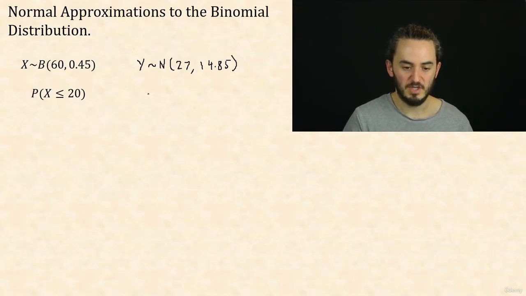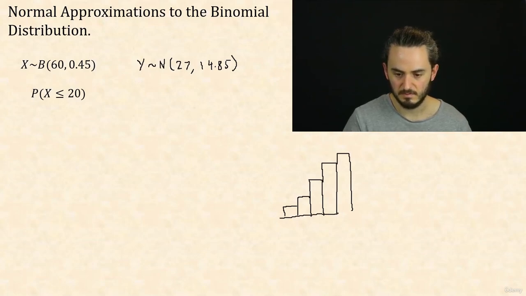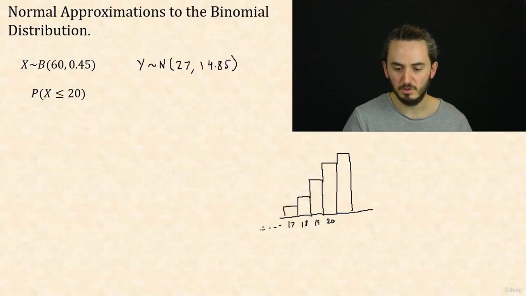Well, we can't just say work out the probability that y is less than or equal to 20. And the reason is that one of them is a discrete distribution and one of them is continuous. Imagine it like this. Imagine that you've got some of the bars of your binomial distribution like this. And let's say this was bar 20 here, this was bar 19, this was bar 18, and this was bar 17. And so on. It would continue all the way down here.